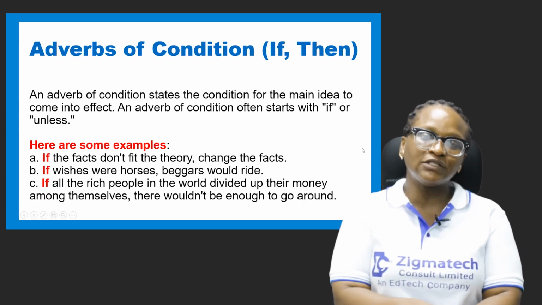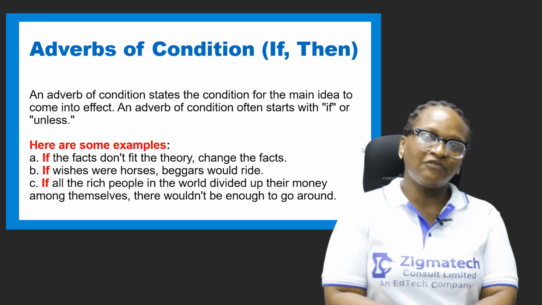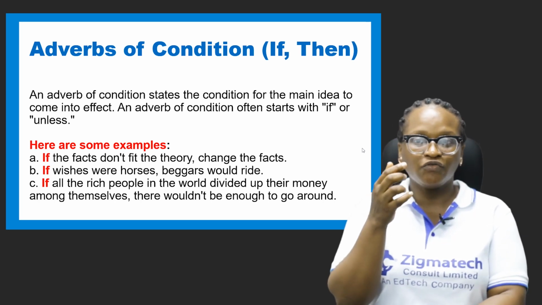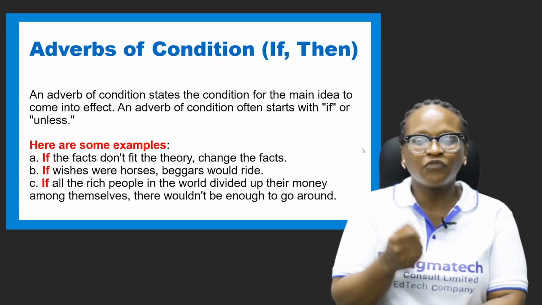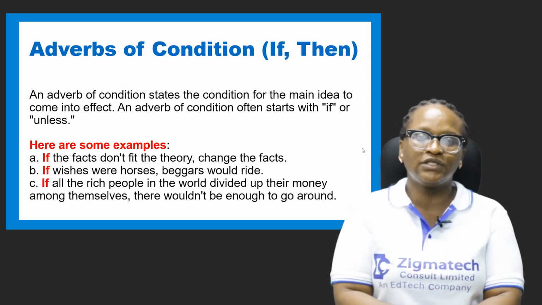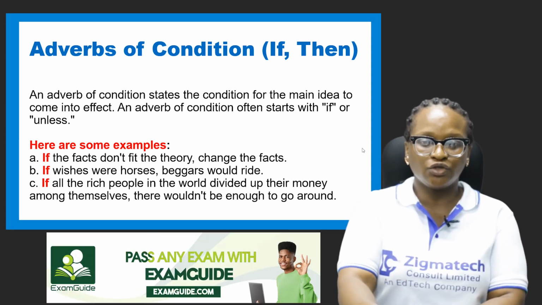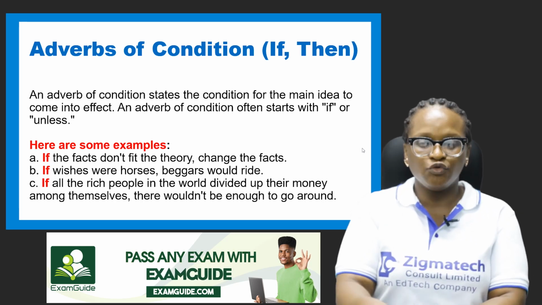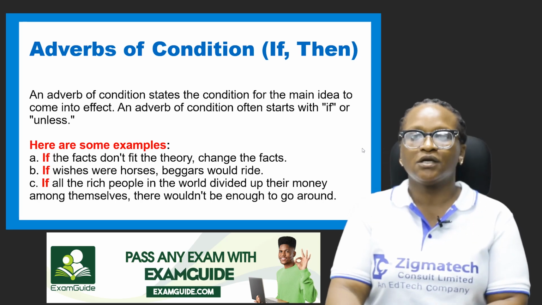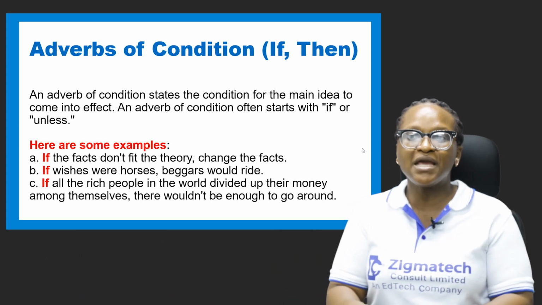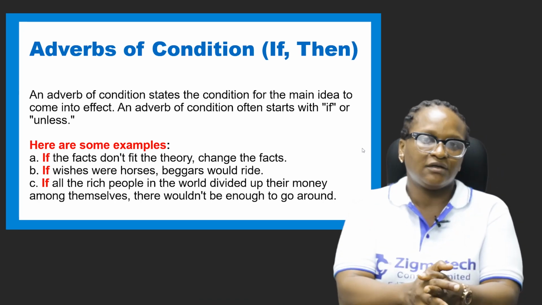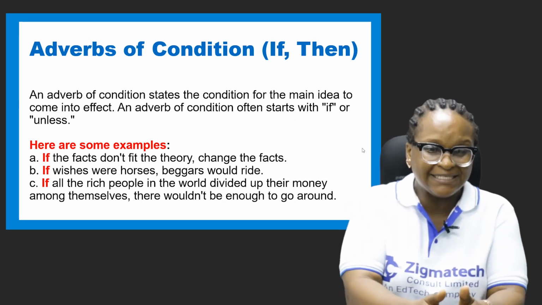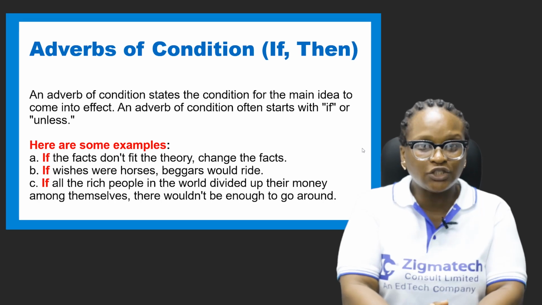It says adverbs of condition. Adverbs of condition tell you the condition for something. If you do this, I will do this other one. So there is always a condition. There must be something that has to be done for something else to be done. If you are able to do this, then I will do this. So an adverb of condition states a condition for the main idea to come into effect. If something has to be done, then this is what you have to do. It's a conditional statement.